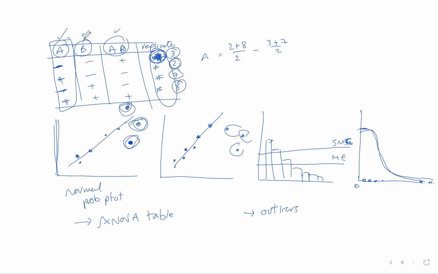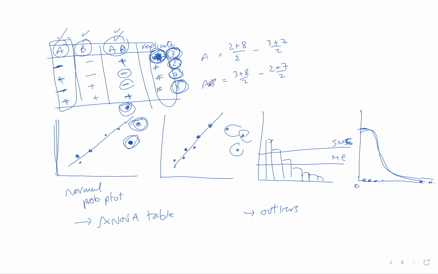You do the same thing for B. What about interaction AB? This one also has 2 pluses and 2 minuses. This one is plus, this one is plus. So it will be 3 plus 8 divided by 2, minus, these two are minuses, so 2 plus 7 divided by 2. This one is the interaction AB.